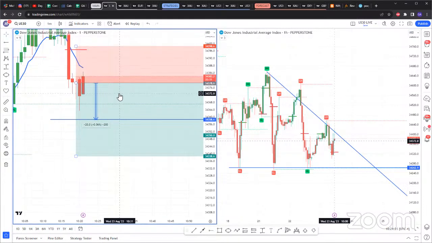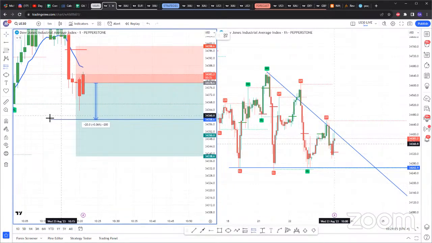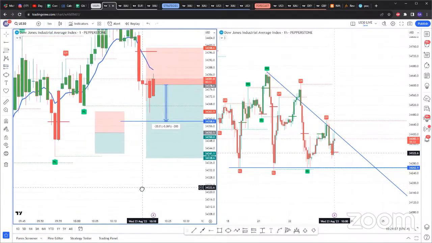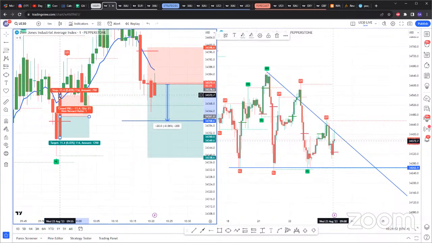So either way, I didn't enter this trade, but I'm in another sell on US 30. So right, I did tell you guys I'm in drawdown. So my sell is somewhere right below here. So I think my sell is here.